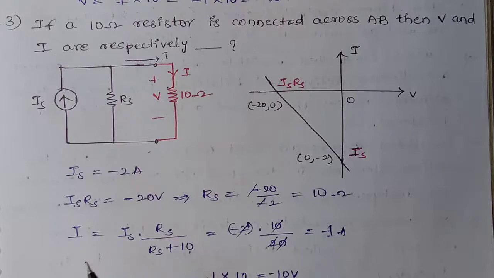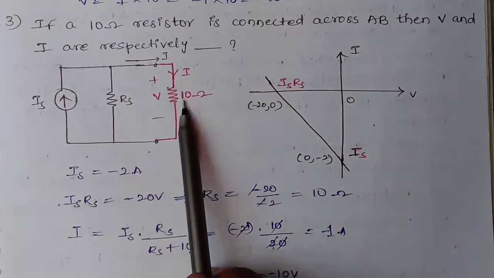So substitute these values. That is minus 2 into Rs, which is 10 ohms, divided by Rs plus 10, that is 20. You will get minus 1 ampere as our current through this 10 ohm resistor.